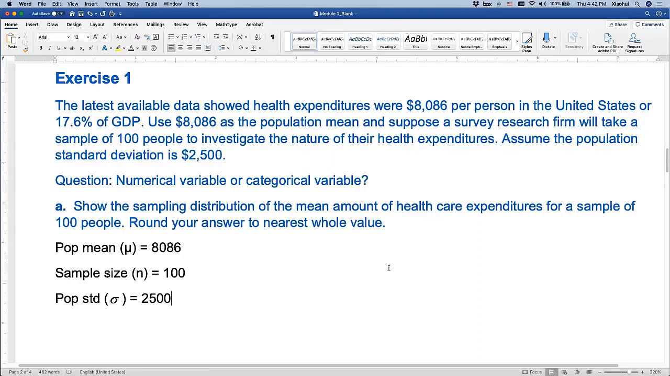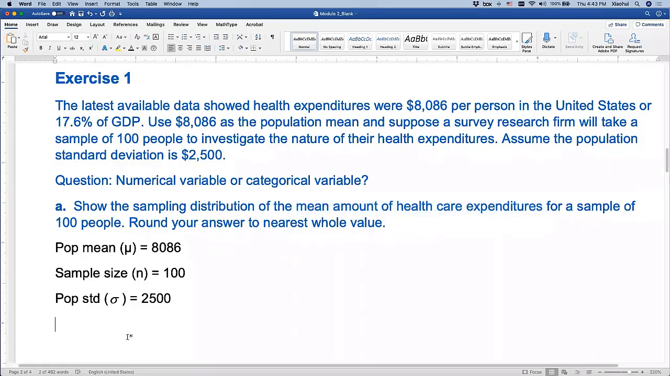It is very, very important you write out those three pieces of information first before you attempt the question. So let's take a look at what the question asks us to do. It says you want to work on a sampling distribution. So this is clearly a sampling distribution problem. Sampling distribution talks about the distribution of a statistic that you take from a sample. And the sample we have here is 100 people. Sampling distribution of the mean healthcare cost for a sample of 100 people.